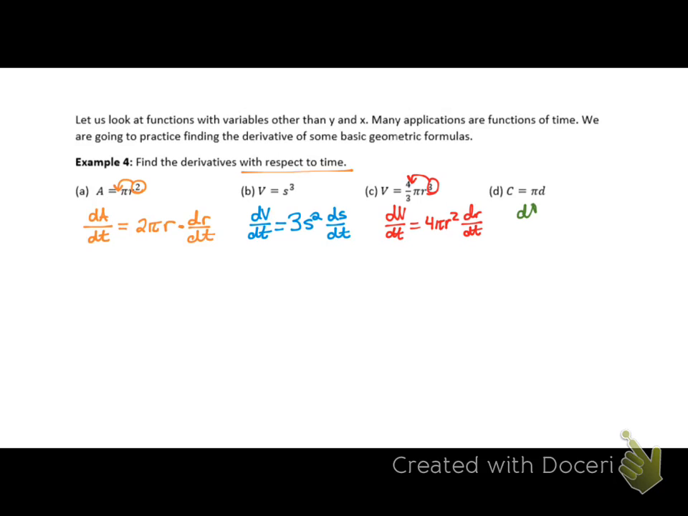And then here, dC dt is going to equal pi. Now the derivative of a number times a function is just the number, the coefficient. And remember, pi is a number. We're not actually using the product rule here. But d is a function of time. So even though the d disappears, because it just becomes 1, you still have to write the change of the diameter in terms of time. That's it.